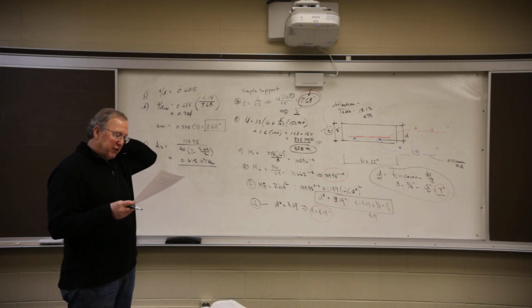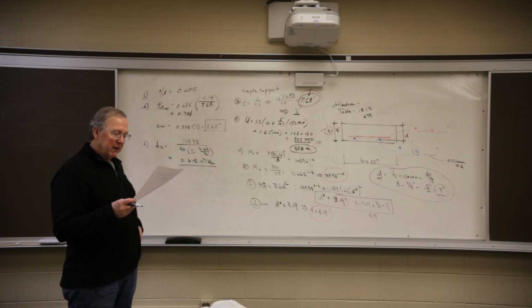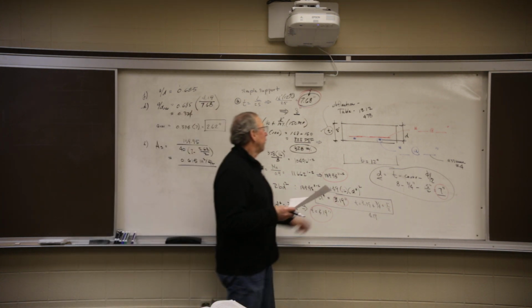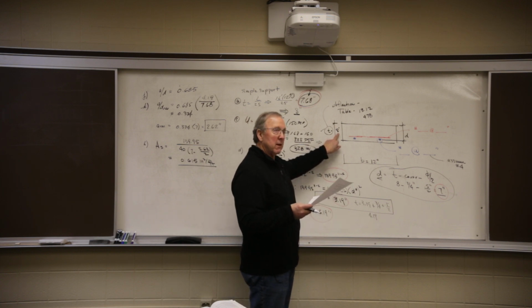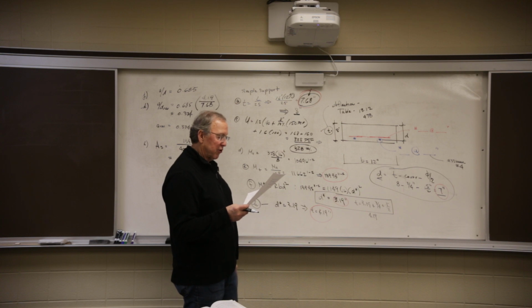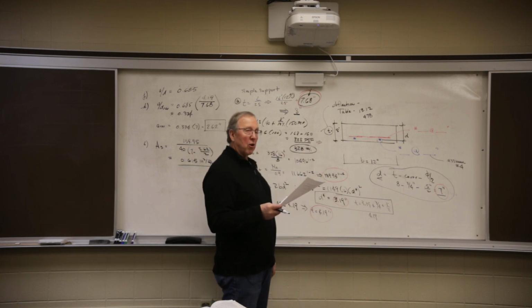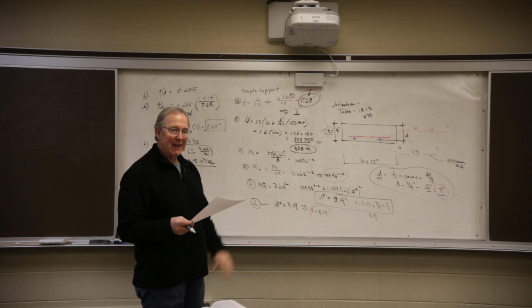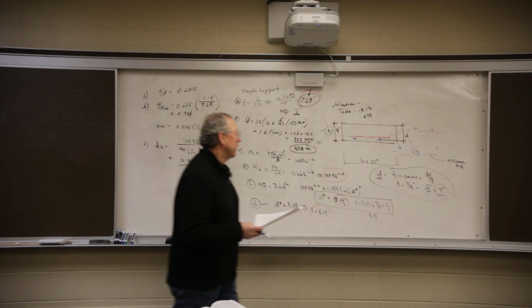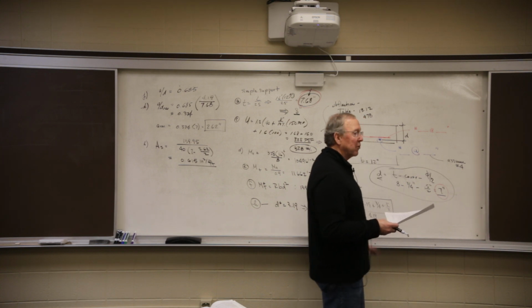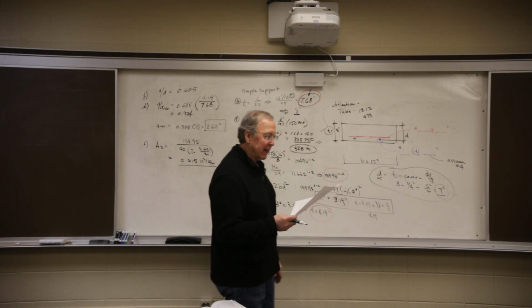Minimum center to center spacing of the bar is 3T or 18 inches, whichever is smaller. 3T for us is 24. So 18 would govern. And then the minimum spacing should be T. So according to this, we need to space our bars somewhere between 8 and 18 inches on center. So this number right here is going to be between 8 and 18 inches.